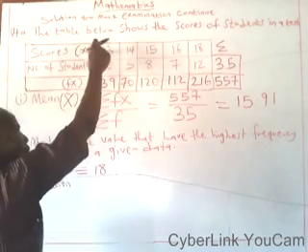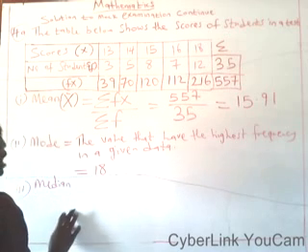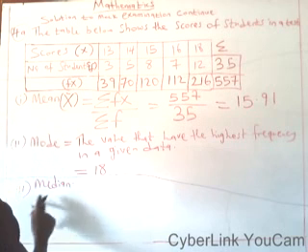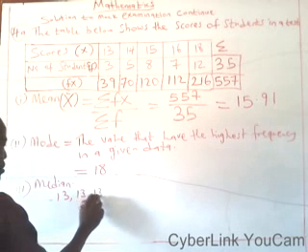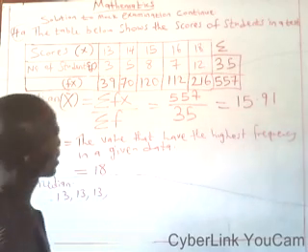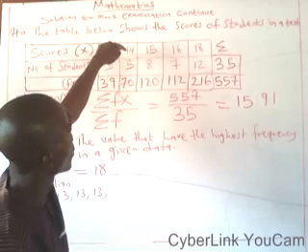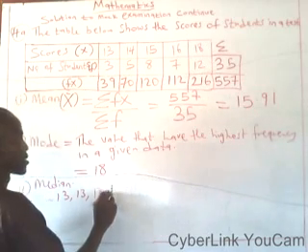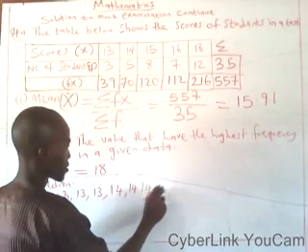Now, we have 13 as a score. How many students scored 13? 3 students. In that case, 13 will appear 3 times. We are going to write 13 3 times. 14 is another score in the class. How many students scored 14? 5 students. We are going to write 14 how many times? 5 times.